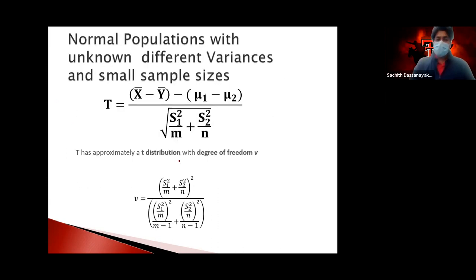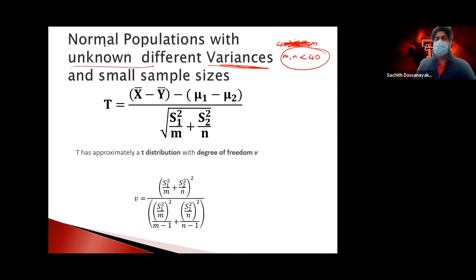So what happens if we have samples n and m less than 40, where n and m are the sample sizes? If they are less than 40, and also at that time we don't know about their variances.